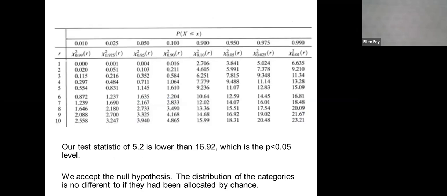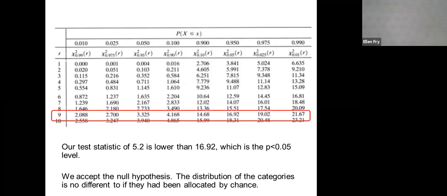We check the table. We have degrees of freedom down the left side, under the column name R. And for our experiment, we have 9 degrees of freedom. We look at the heading, and in the column marked 0.950, which is chi-squared at the 0.05 level, we see 16.92.